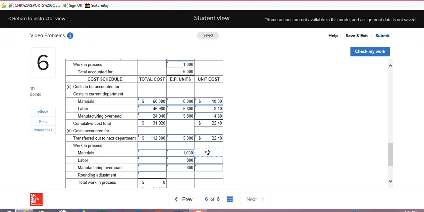So we've got $10 in materials, $8.10 in labor, and $4.30 in overhead. And then you're just going to multiply across to get those costs, just like we did up here. So 1,000 units times $10 a unit gives you 10,000 in materials. Do the same thing with your labor, and you get $6,480 in labor. Same thing for overhead, 800 times $4.30, $3,440.